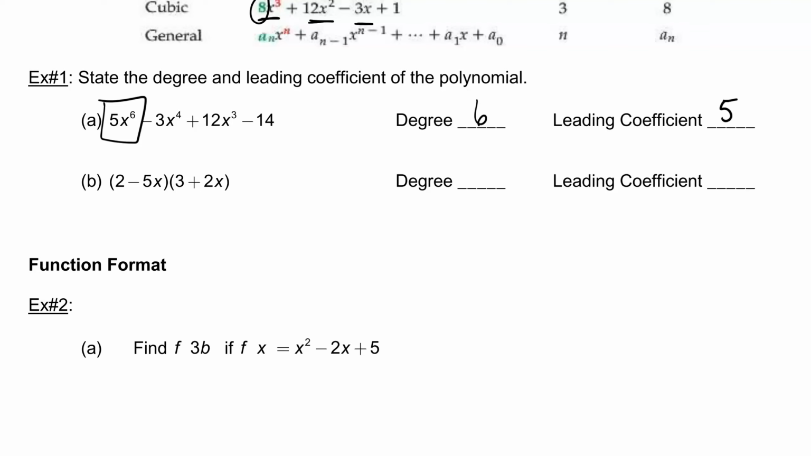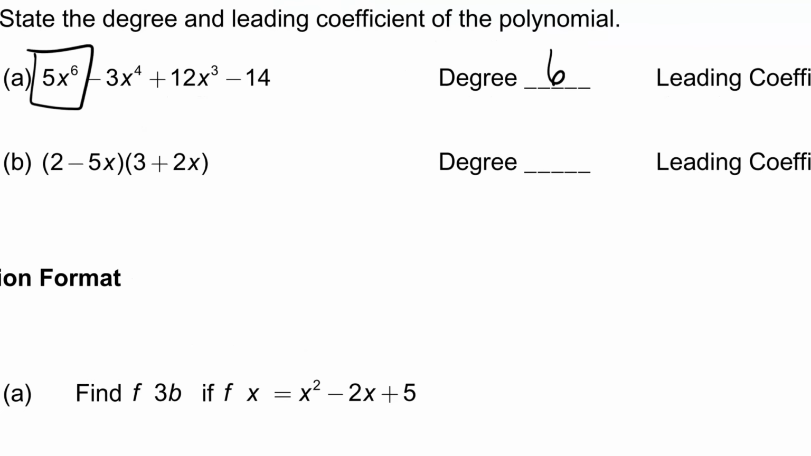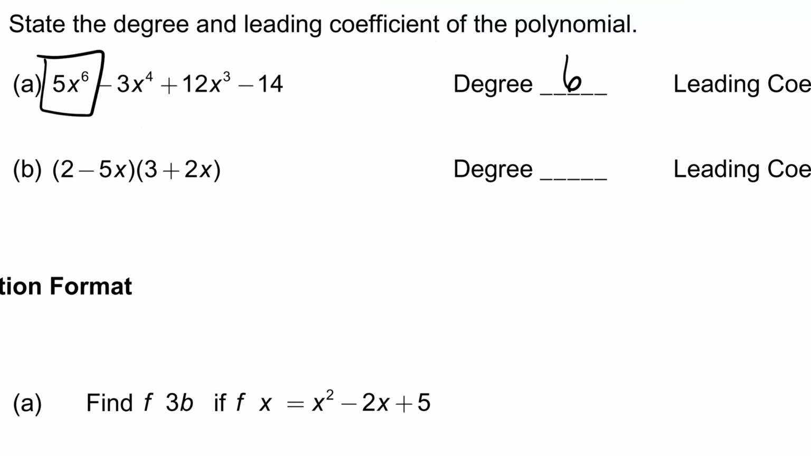Okay, this next one's a little more tricky. I'll just keep going across. Jordan, what is the degree of B? And how do you find it? 5? Yeah, we have to FOIL first, because I don't know. We have to FOIL this out.